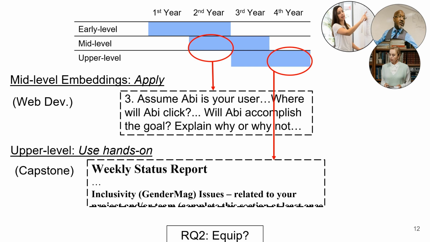Finally, at the upper level, students used the full GenderMag method on software projects they designed. For example, in Capstone, a faculty member included the use of GenderMag into students' weekly project reports, but left the decision of how to use it to the students themselves.